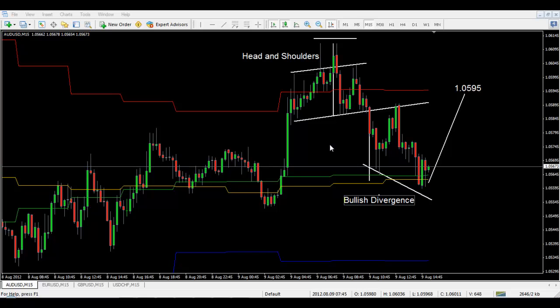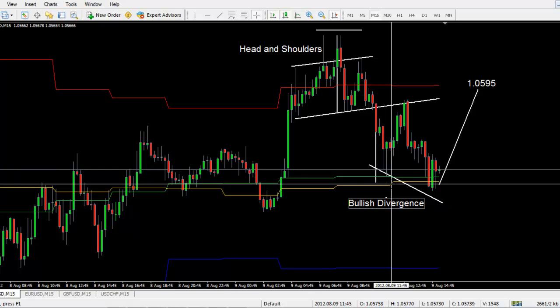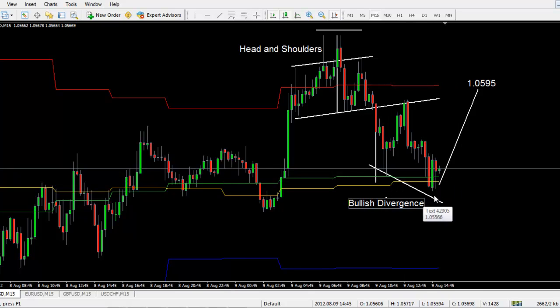First one up is the Aussie dollar on the 15-minute chart. You can see back here we had a head and shoulders pattern. We had the head here, the left shoulder and the right shoulder here, and the neckline. We've got to break that neckline, and when you measure the head to the neckline and extend it, you get a target, and that's exactly where price is at right now.